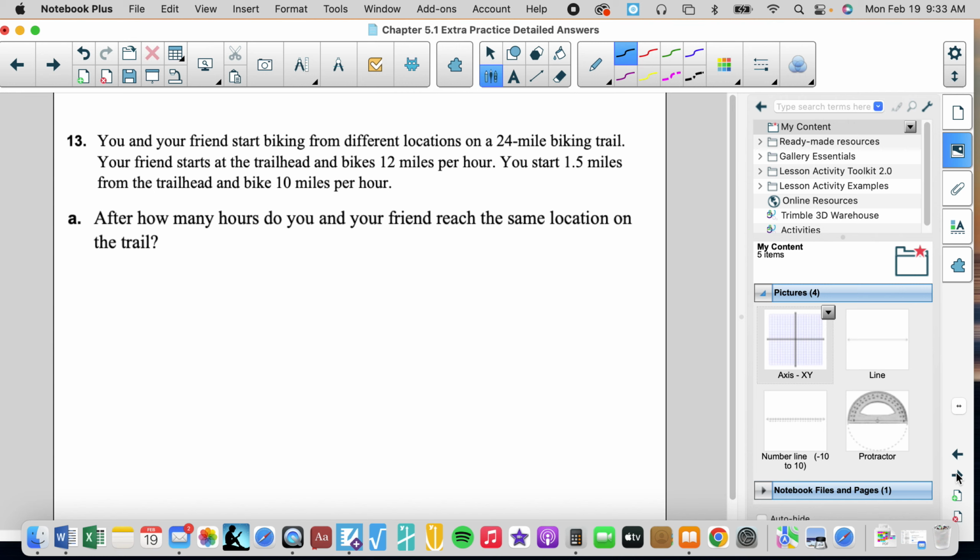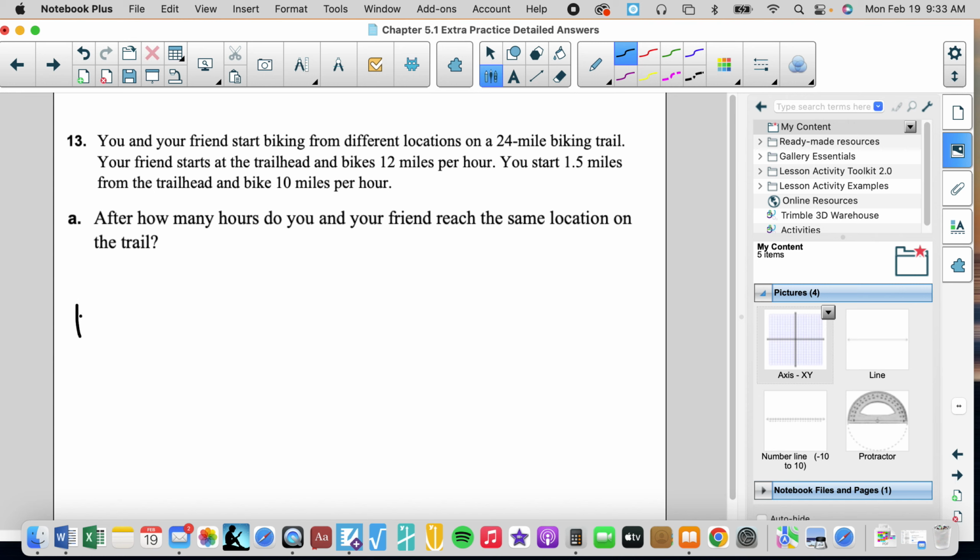All right, you and your friends start biking from different locations on a 24-mile biking trail. Your friend starts at the trailhead and bikes 12 miles per hour. You start 1.5 miles from the trailhead and bike 10.5 miles per hour. After how many hours do you and your friend reach the same location on the trail?